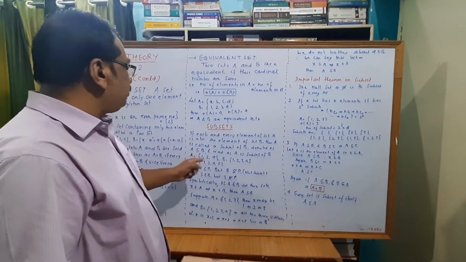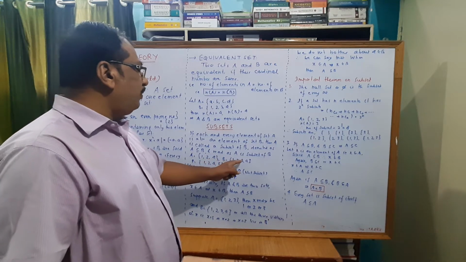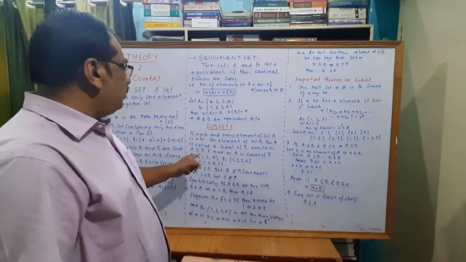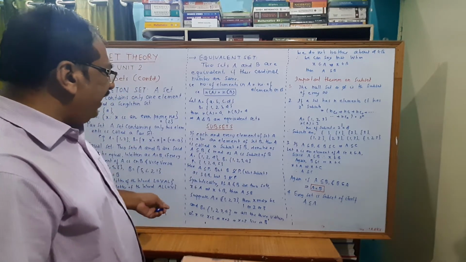Here also A is a subset of B. Yes, 1, 2, 4 are in 1, 2, 3, 4. That means all elements of A lie in set B. So how do we write it?